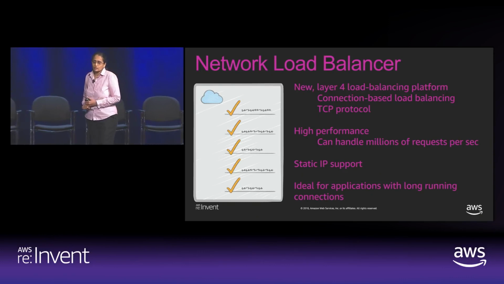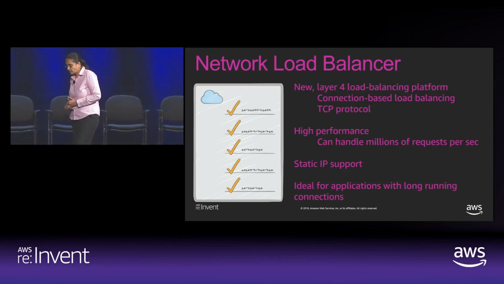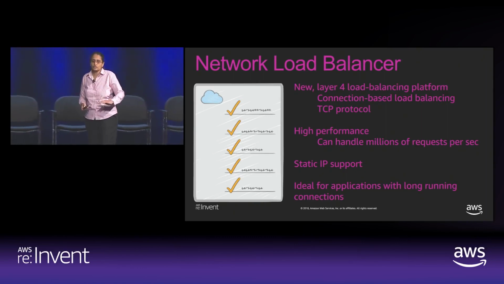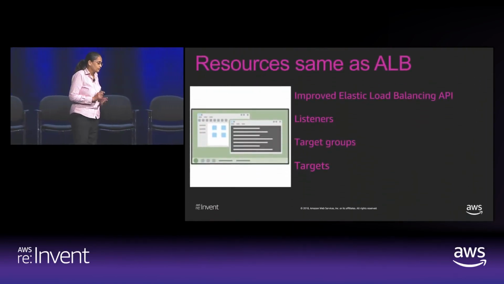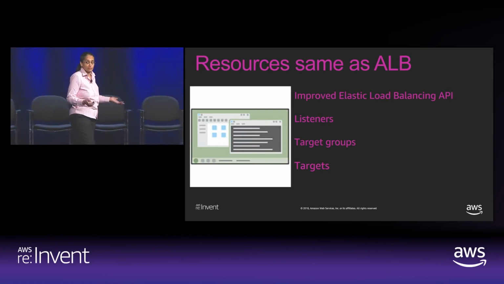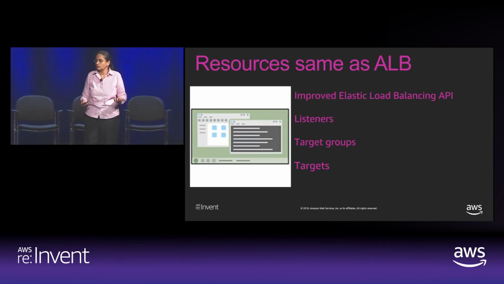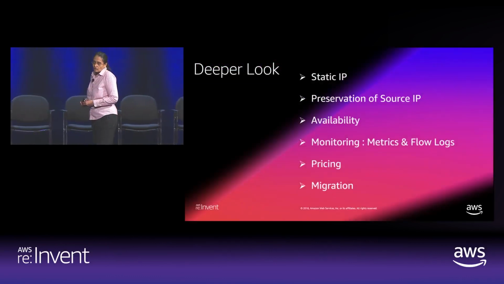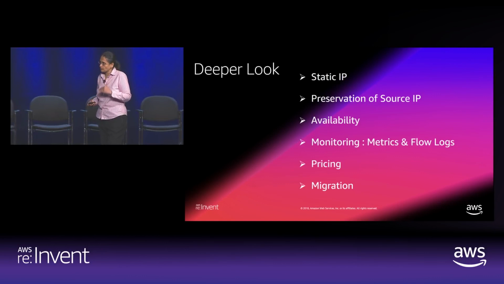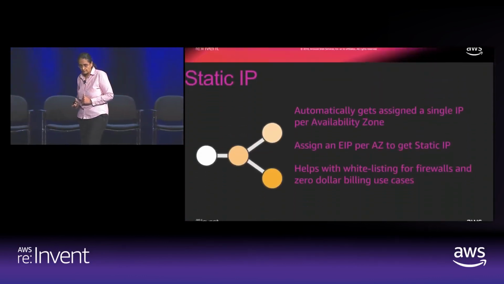The load balancing algorithm that we support is basically flow-based load balancing. We hash the flows based on the 5 tuples and the sequence number. Let me walk you through some of the features on the network load balancer. Before the features, the resource types and the APIs on the network load balancer are exactly the same as the application load balancer: same listeners, target groups, and targets. So we'll go deeper into each of these features: the static IP, the preservation, and the platform features, which are availability, monitoring, pricing, and migration for the network load balancer.